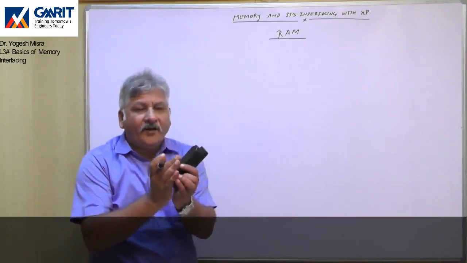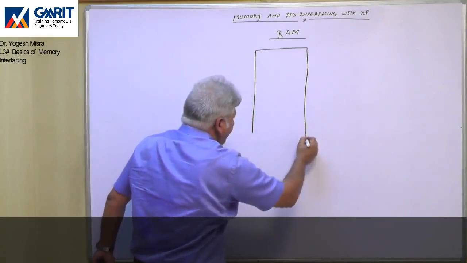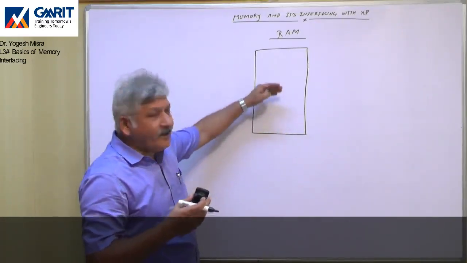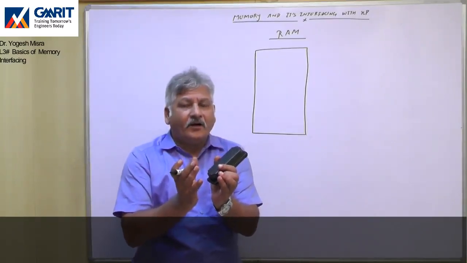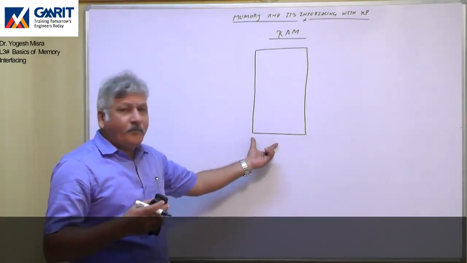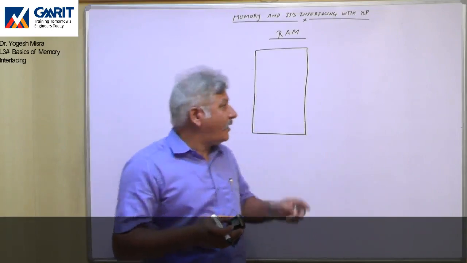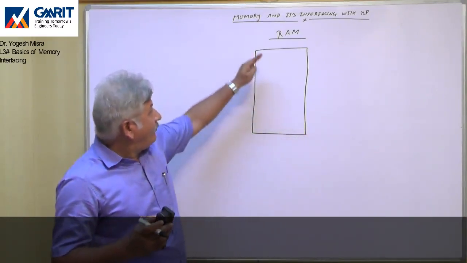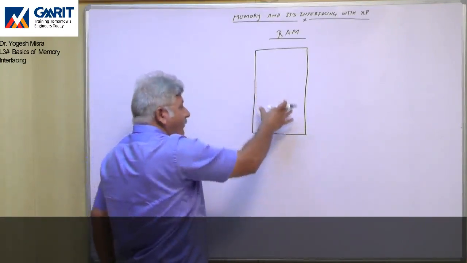Now in RAM, what are the various things available? Suppose this is a RAM. In RAM, there are various locations. There are many memory locations. And at each location, some bits are stored. Generally, in most cases, RAM will store 8 bits at one particular location. There are RAMs in which we can store 16 bits, but we will not discuss that, because in our syllabus, whatever microprocessor and microcontroller we are going to discuss, the memory which we will connect will have only 8 bits at one particular memory location. Right? So in this RAM, there are many memory locations.